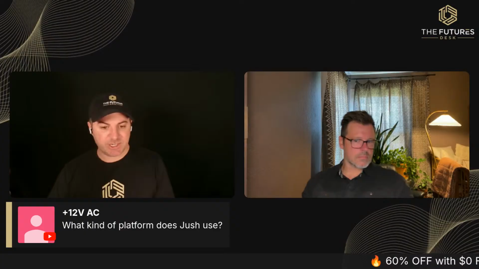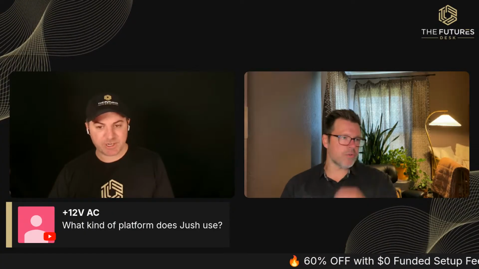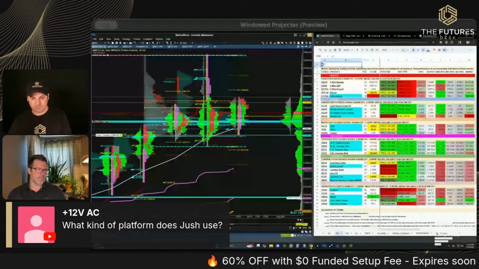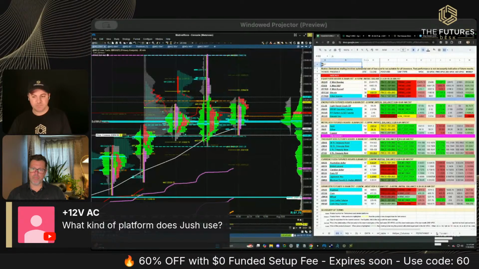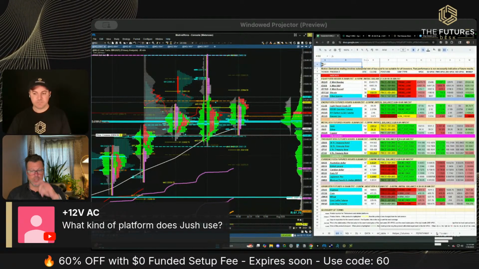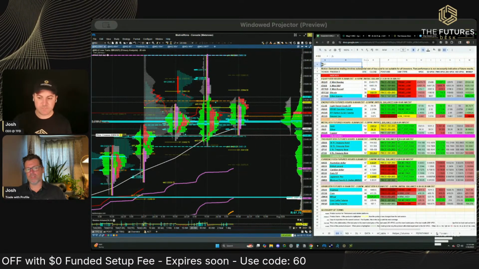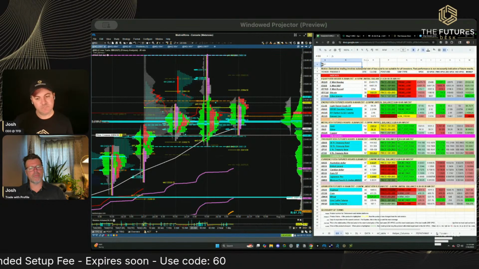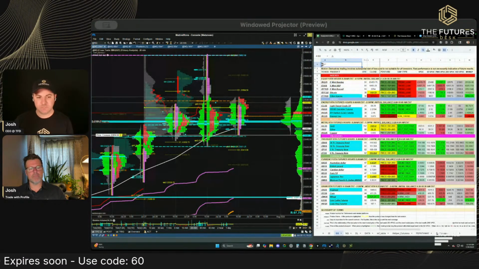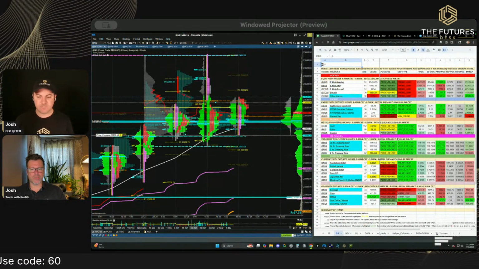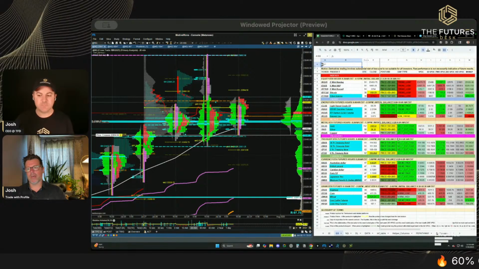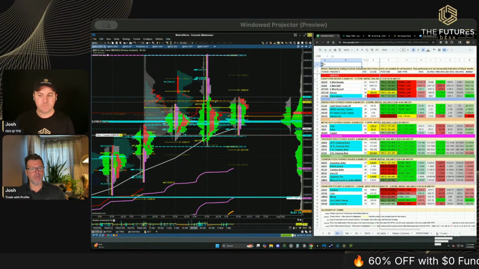What kind of platform does Josh use? So today I use MotiveWave primarily. I use a CQG data feed, so I'm using CQG data inside of MotiveWave. I find it pretty light and responsive. There are sometimes where I wish it was faster at drawing charts. So when I'm looking for fast charts, I'll use TradingView.